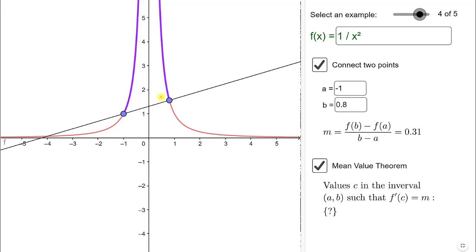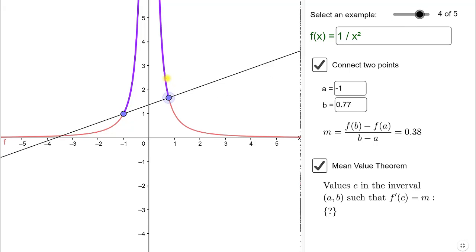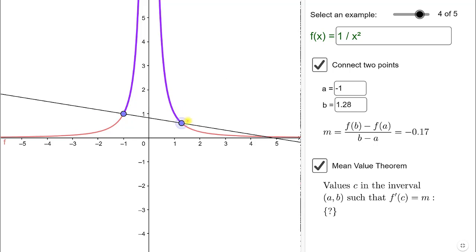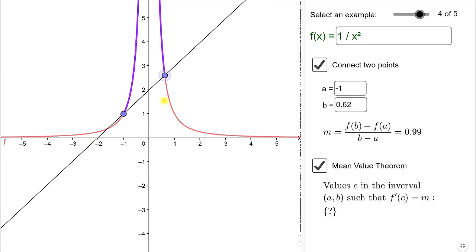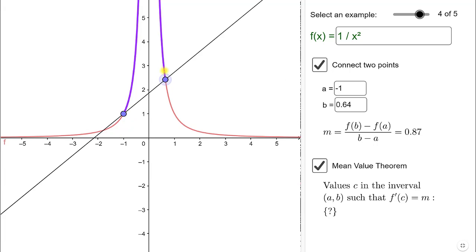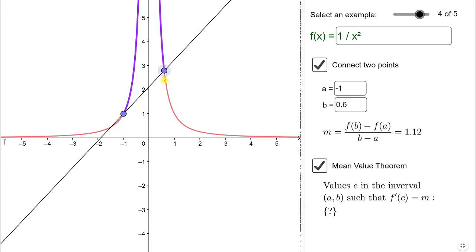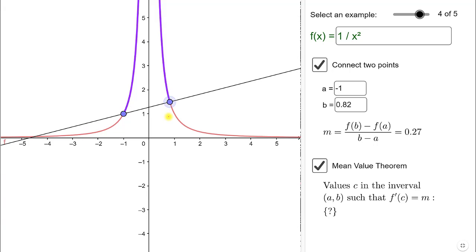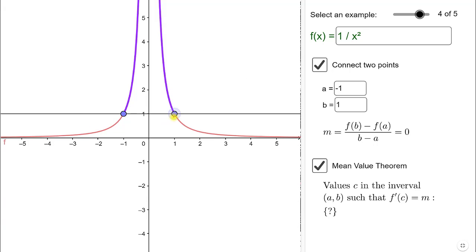This emphasizes the hypotheses. This function looks nice and smooth, but it's discontinuous, right? So it's discontinuous at 0. It's not differentiable all the way from a to b. Consequently, I don't see a point in between a and b where the slope of the tangent is the same as the slope of the secant. Now, I can make it so.